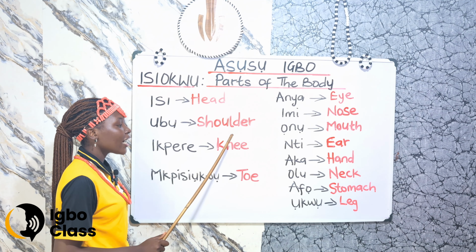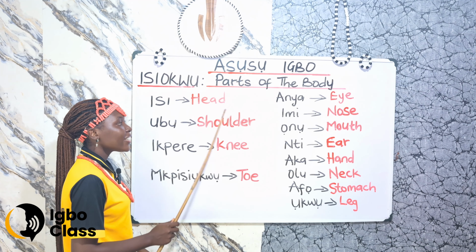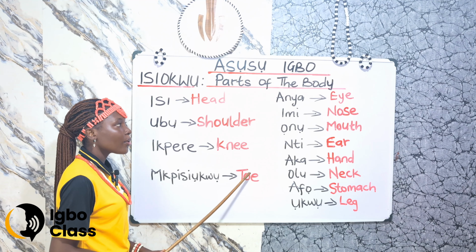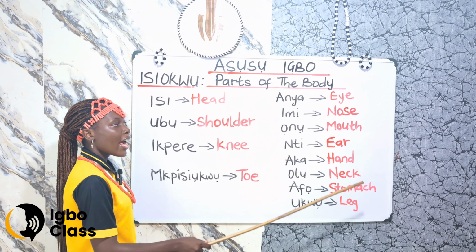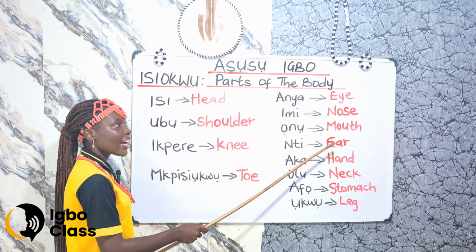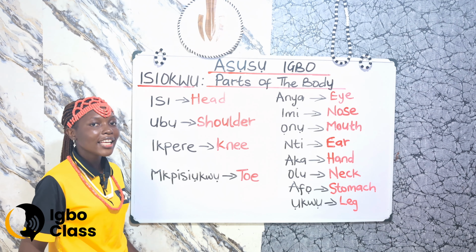Head, shoulder, knee and toe, knee and toe. Head, shoulder, knee and toe, knee and toe. And eye and nose and mouth and ear. Head, shoulder, knee and toe, knee and toe.